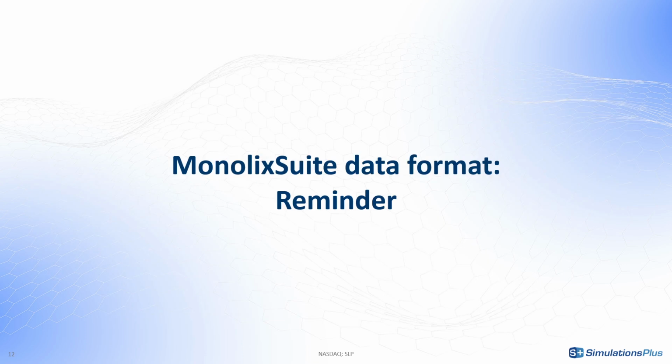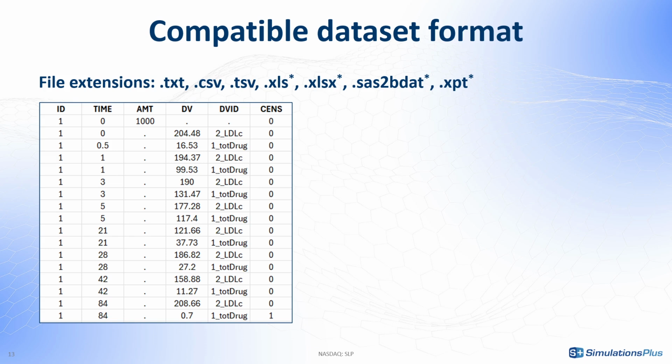So let's start with a quick reminder about the Monolix Suite dataset format. You can load text, CSV, Excel or SAS files directly in Monolix or PKanalix. Compatibility with Excel and SAS is a new feature in the 2024 version. A dataset can have only one header row.